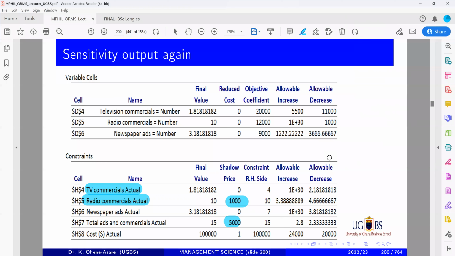Yes, Princess, your hand is up. You sound very far away. The right hand side. Sorry, can you hear me? Yes. The optimal solution will not change because here the shadow price is 0 for the newspaper. So the optimal solution will not change, even if you add any amount to it.